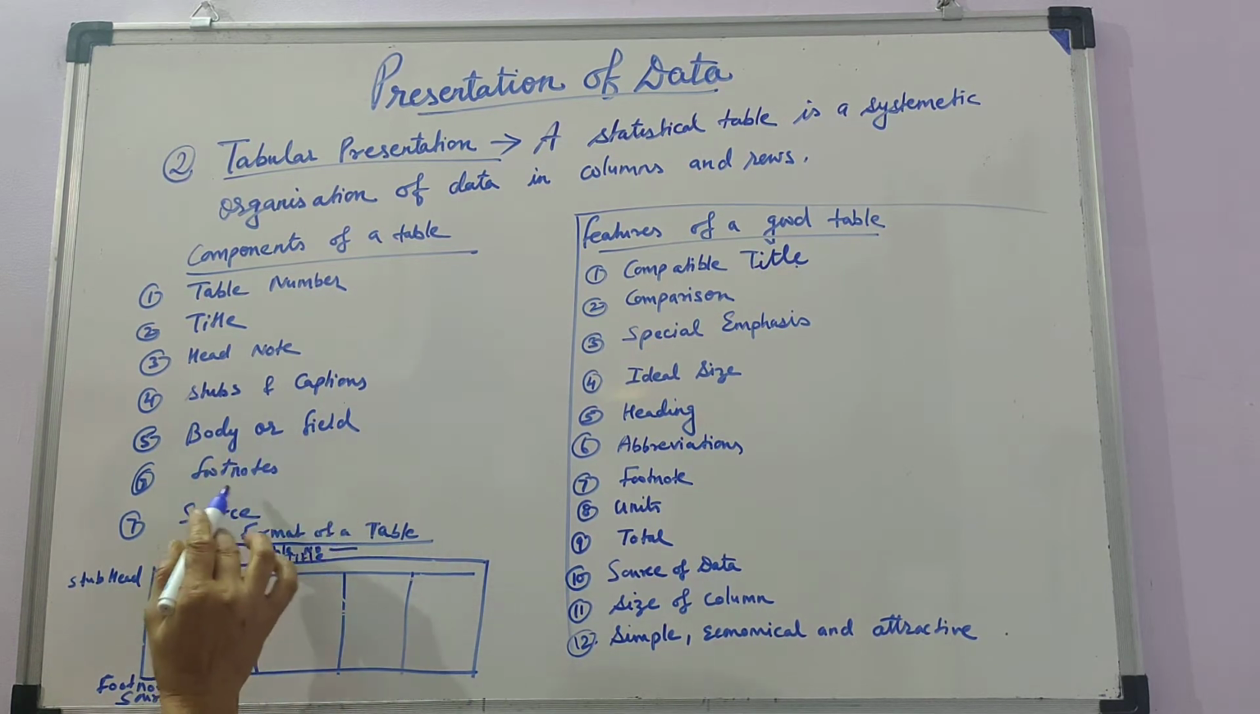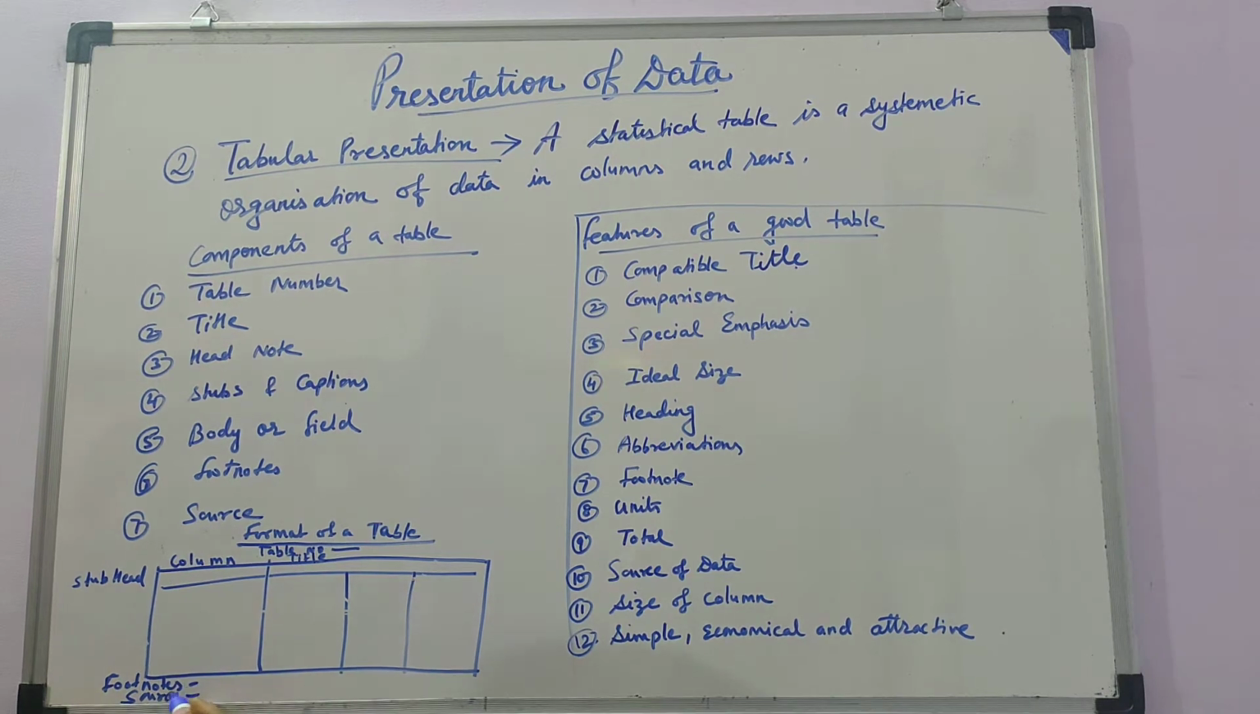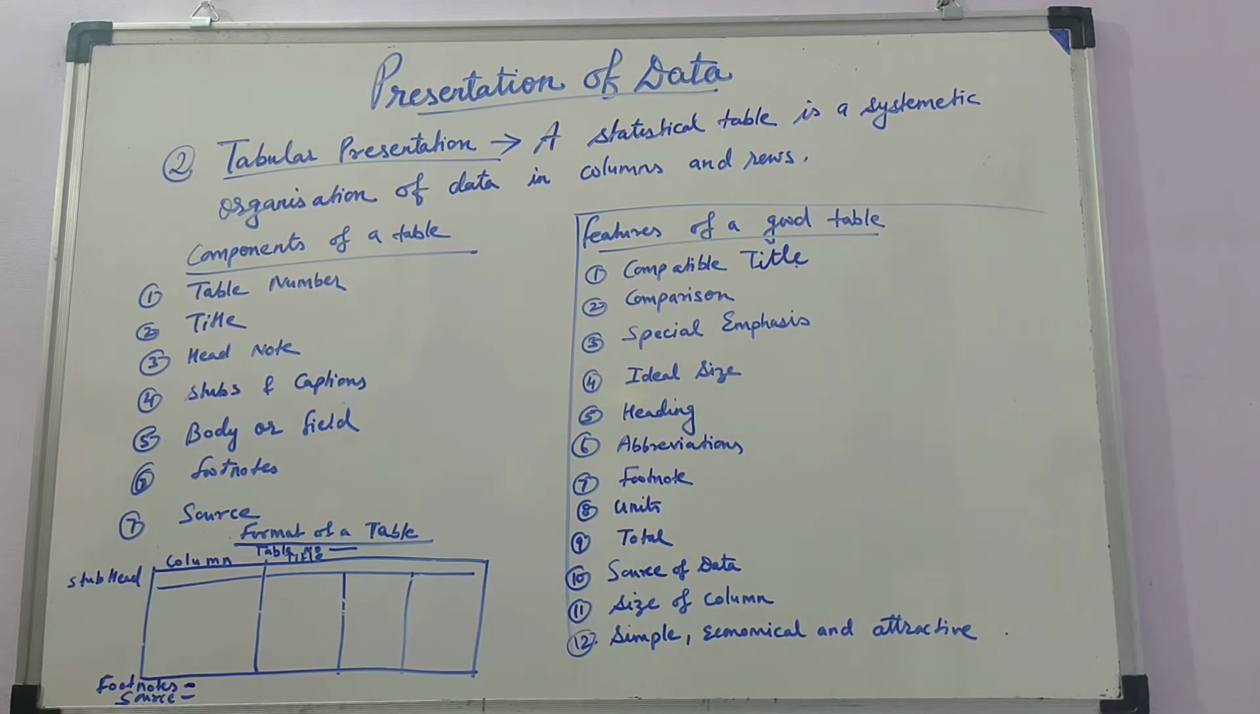Body or field. Now footnote. At the end of the table we write the footnote. Footnote is not necessary, but sometimes a footnote is needed when the information we have given in the table is not complete, and they require some more information. तो हम footnotes के through हम वो information को बता सकते हैं. That is at the end of the table.